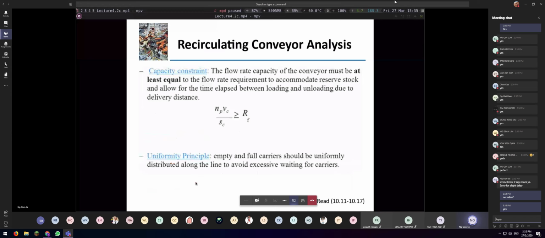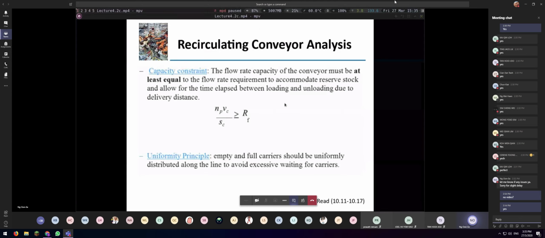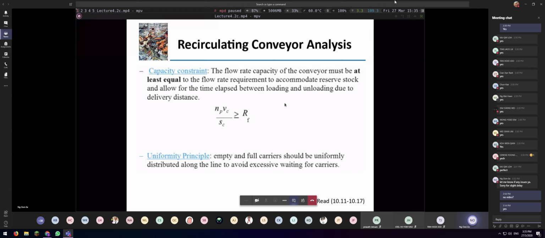So the capacity constraint is that the flow rate of the conveyor must be at least equal to the flow rate requirement, to accommodate reserve stock and to allow for time elapsed between loading and unloading due to the delivery distance. So this one is quite intuitive: the conveyor must be able to carry enough such that there's no build-up at the loading and such that the unloading is fulfilled. Okay, so this one is interpreted as a system specification requirement. If you do not fulfill this, you cannot use this system. You have to change the system.